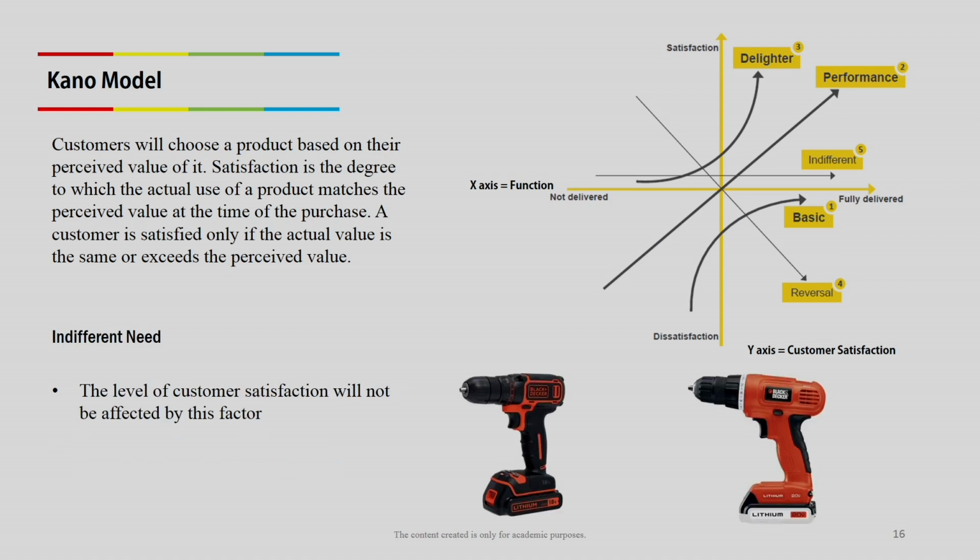Another need is indifferent need. So, the level of customer satisfaction will not be affected by this factor. For example, the logo of the product. So, where the logo is used, what is the color, whether it is orange on a black background or white on a black background, what is the dimension of the logo, that is indifferent for the customer.